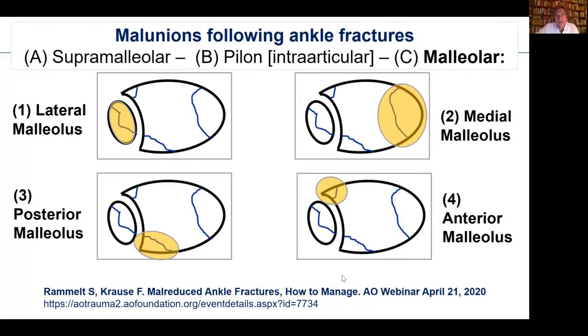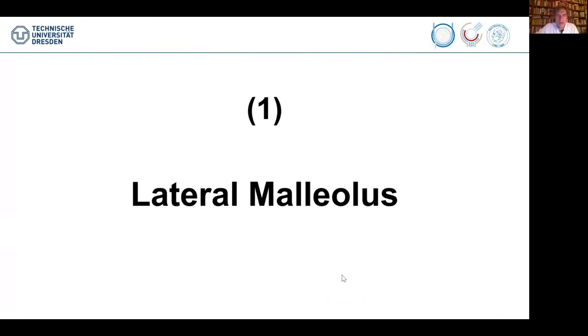And so one of the basic laws in surgery is Murphy's law. Anything that can go wrong will at some point go wrong. And as you can see, fractures of all the four corners of the ankle or all the four malleoli, you can also see malunions. Then, of course, there are pilon malunions, there are supramalleolar malunions. I will not speak about them. That would lead us too far.